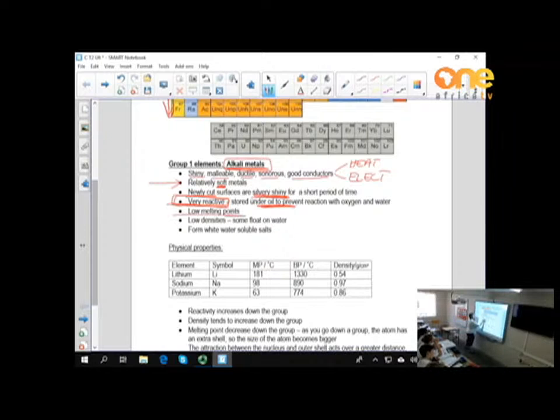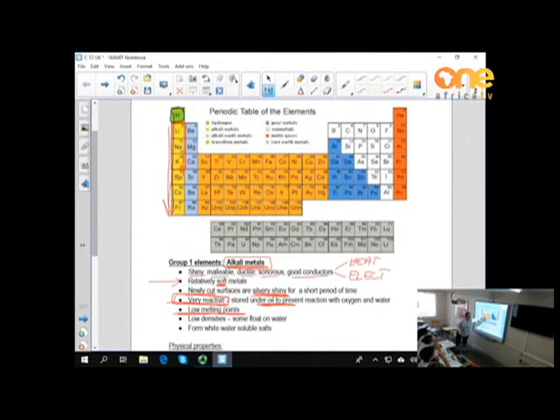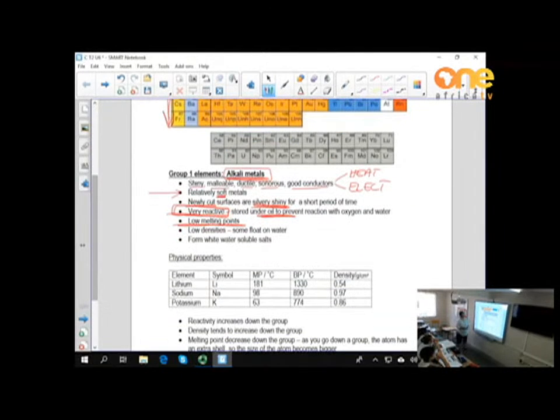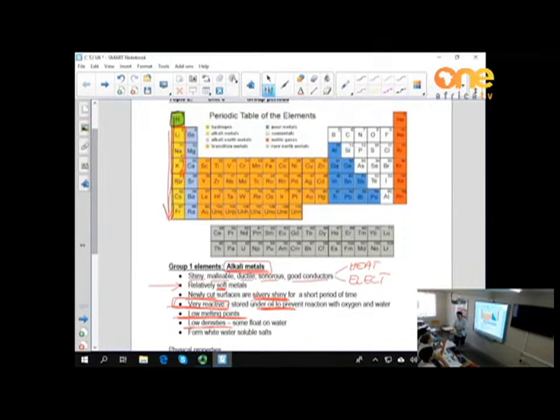They have low melting points. Normally, if we look at the transition metals, you will see they have much higher melting and boiling points. I'll come back to the properties of metals in a moment. They have low densities. In actual fact, some of the group 1 metals float on water. Lithium and sodium and potassium, specifically sodium and potassium, float.